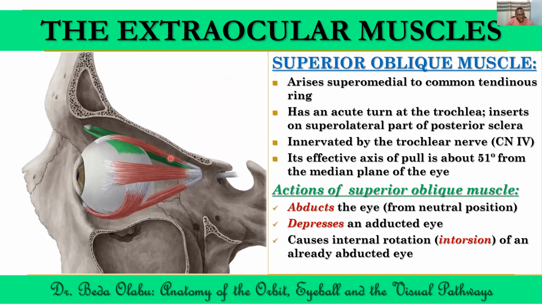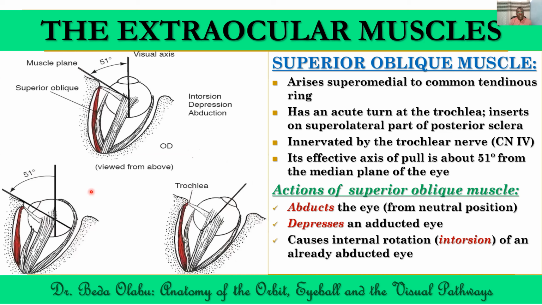Remember that the superior oblique, the green one, its contraction should make you understand that it will cause internal rotation. The upper part will go medially, and so this lower part goes laterally, and that is internal rotation, or intorsion. These images illustrate for you the same concept that we have already clarified.